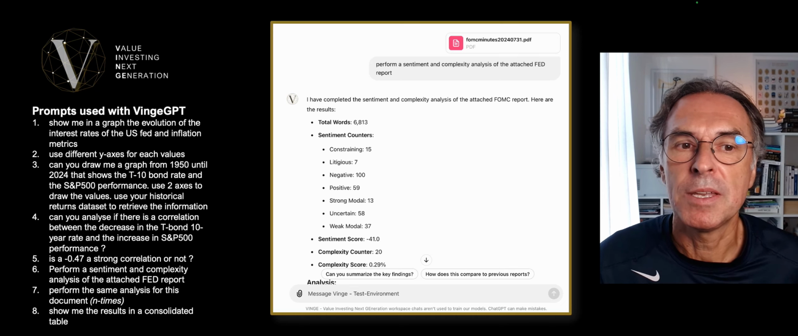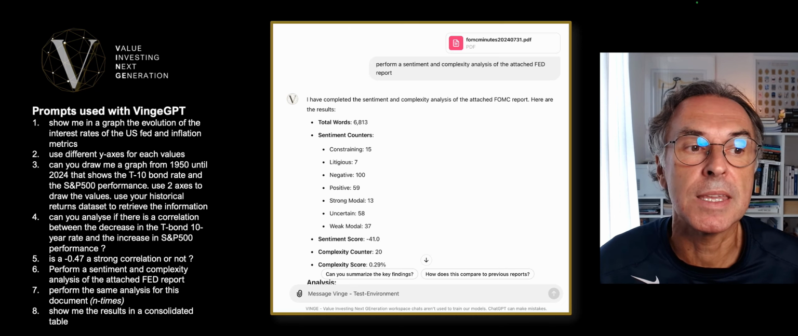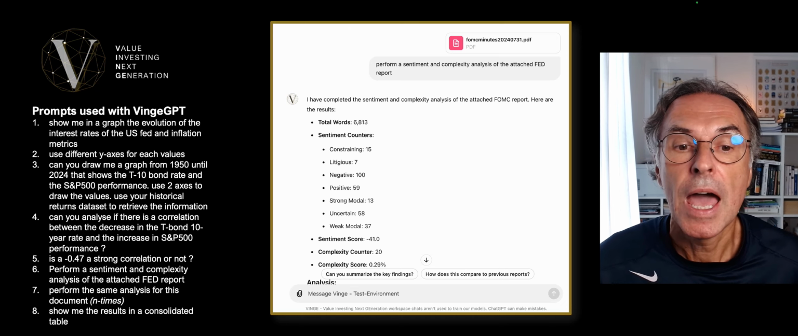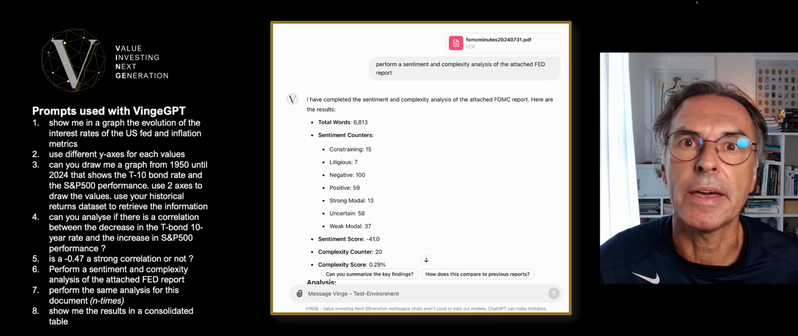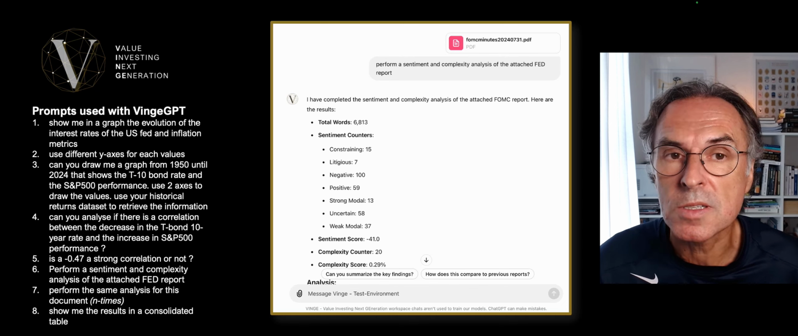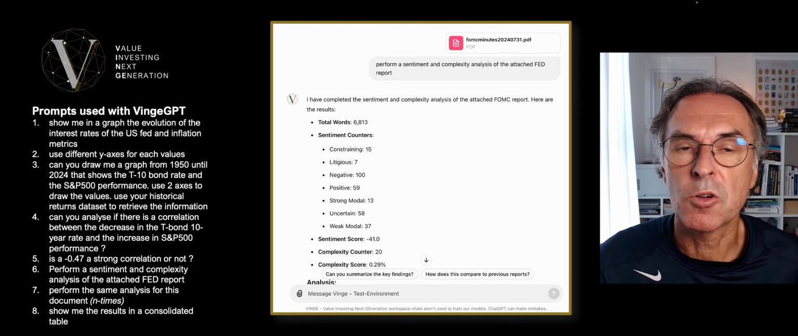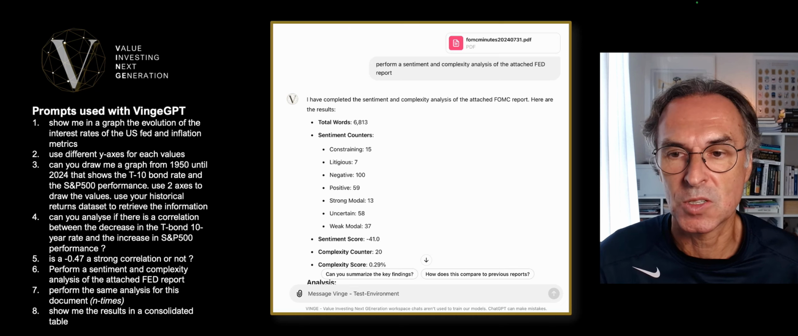So I've uploaded the PDF file and I submitted the prompt. You see it on the right-hand side: perform a sentiment and complexity analysis of the attached Fed report. After a little bit of time, I would say like 30 seconds, it does an analysis. It mentions the amount of words that are in the PDF file, and then it provides some sentiment counters, the sentiment score, the complexity count, and the complexity score.